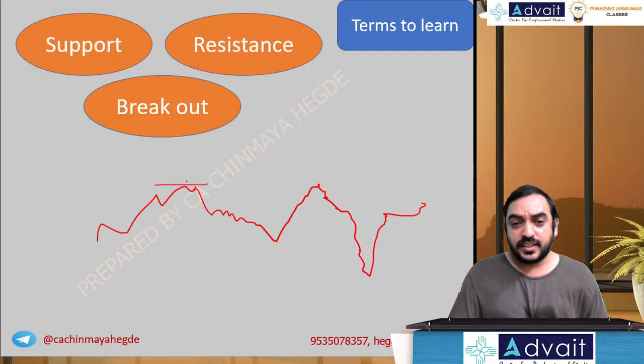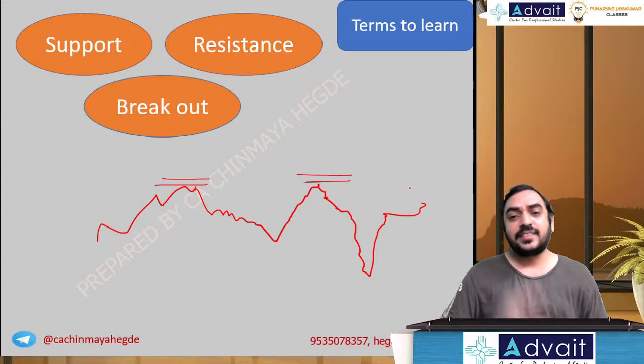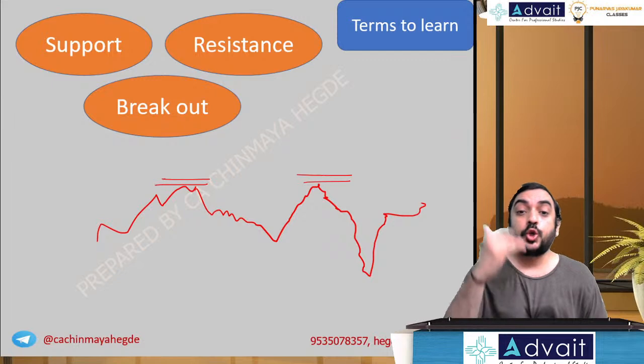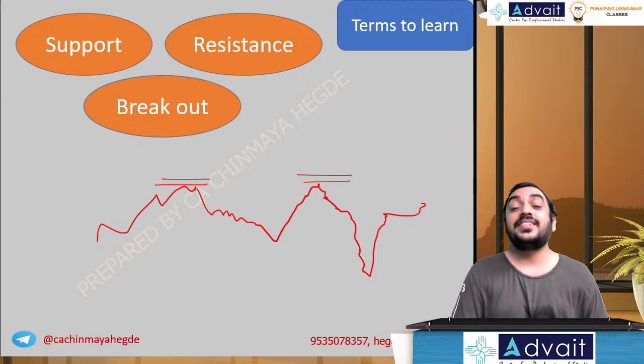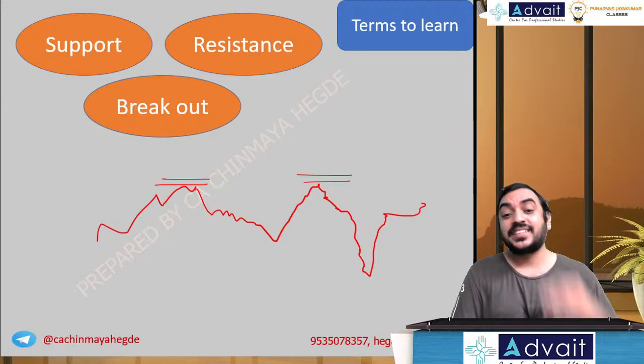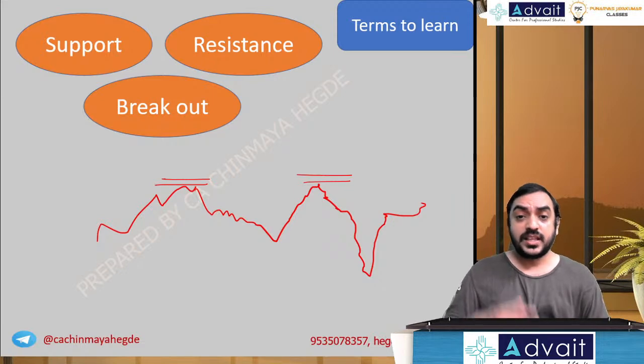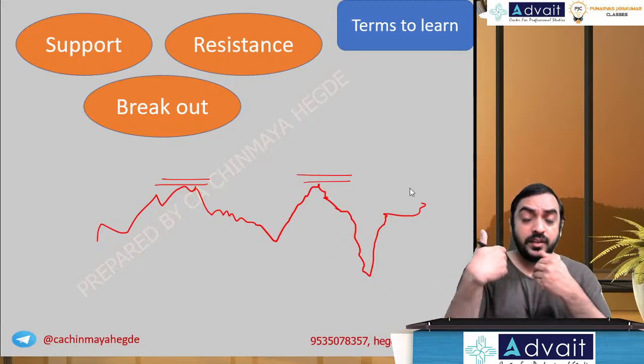You see, this is the level at which the stock is reaching and coming down. It is not going beyond this level. That is called resistance. It is reaching the maximum point where the moment it goes up, sellers come in and they sell it.